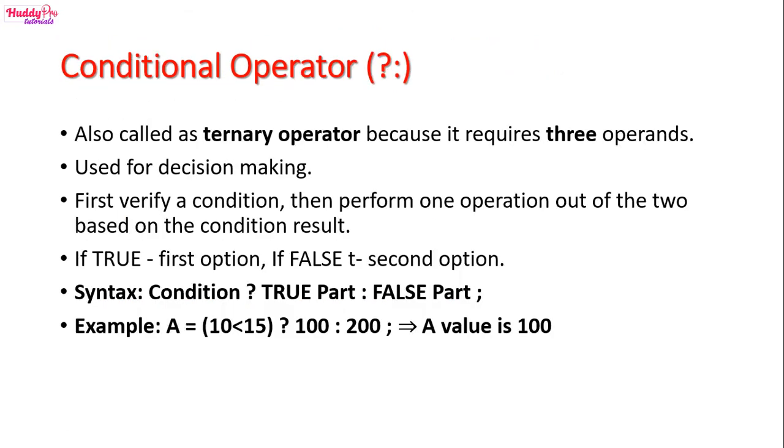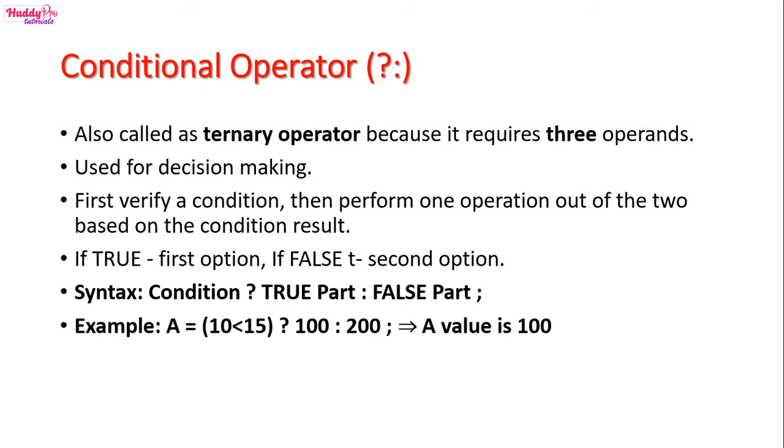Now, we have what we call the conditional operator. The conditional operator is also called a ternary operator. This is because it requires 3 operands, as we are going to see. Remember the unary operator. Unary means 1, so it requires 1 operand, like the increment and decrement. But now ternary requires 3 operands, so that's why you call it the ternary operator or the conditional operator.